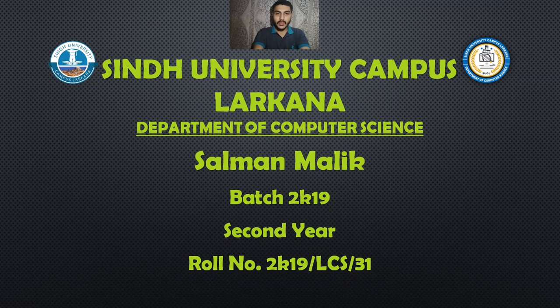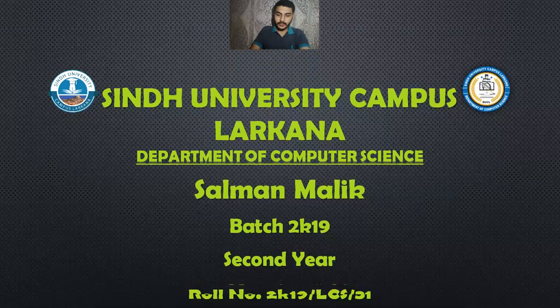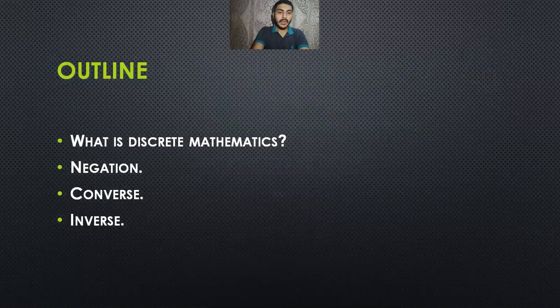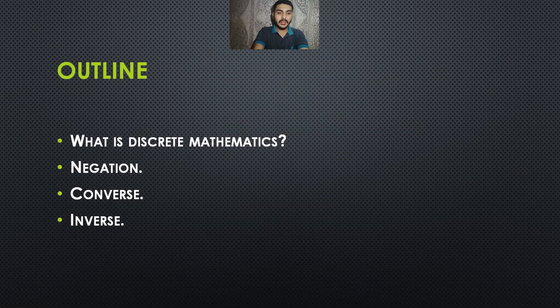So let's move to the outline. What is discrete mathematics? Negation, converse, and inverse.